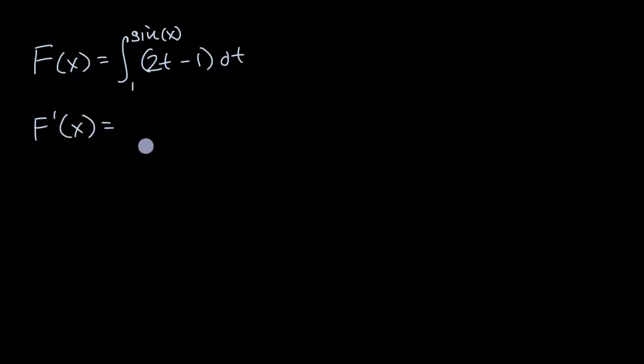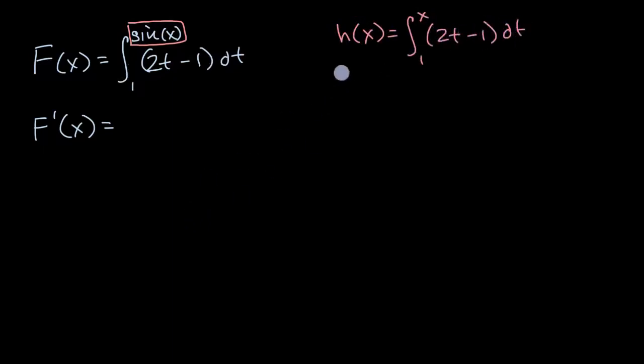All right. So some of you might have been a little bit challenged by this notion of, hey, instead of an x on this upper bound, I now have a sine of x. If it was just an x, I could have used the fundamental theorem of calculus. Just to review that, if I had a function, let me call it h of x, that was defined as the definite integral from 1 to x of 2t minus 1 dt, we know from the fundamental theorem of calculus that h prime of x would be simply this inner function with the t replaced by the x. It would just be 2x minus 1.